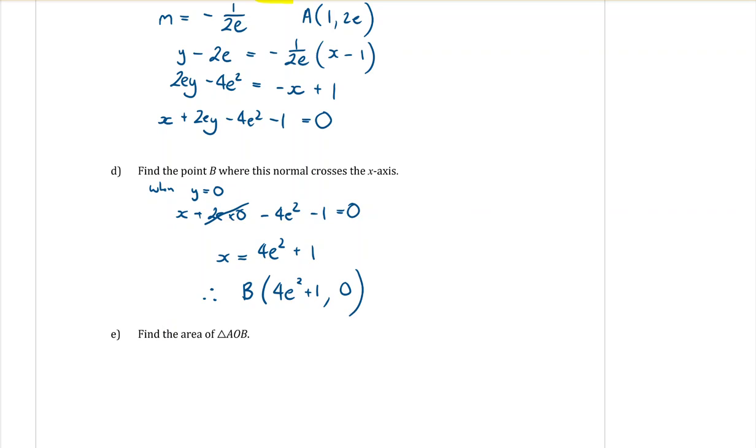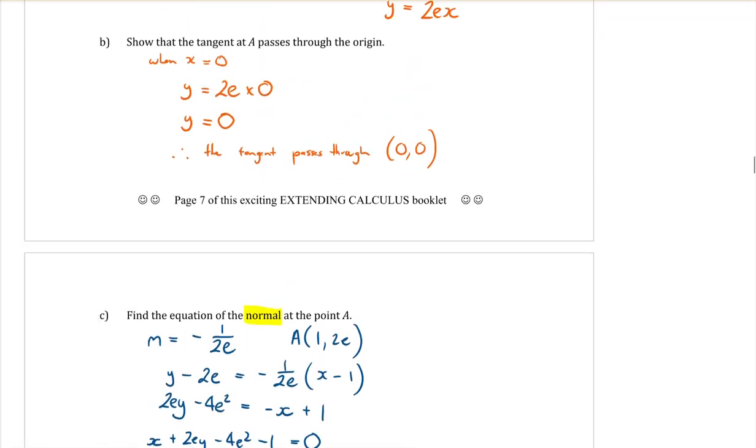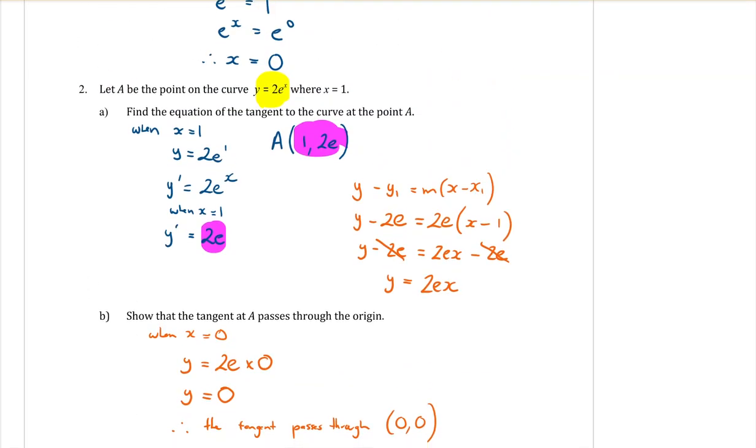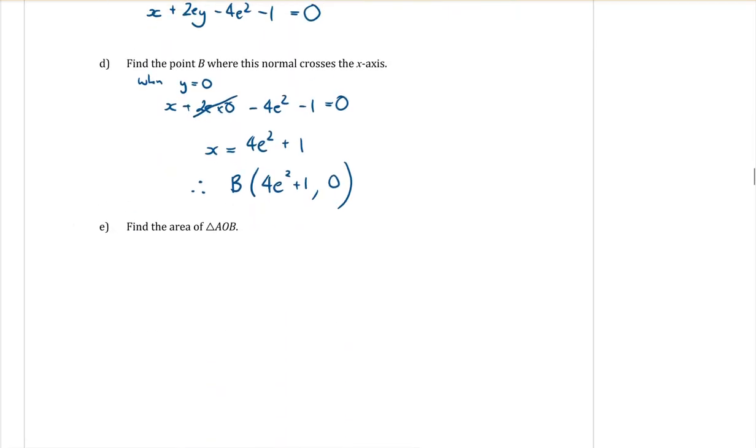Part E says find the area of triangle AOB, and this is where you go, triangle, what? So you probably want to try and draw this to try and see what is going on. We started off with my first equation, which was y equals 2e to the x. We practiced this yesterday. What does that graph look like? Go back down here. I'm going to draw it over here on the side. Does it have an asymptote? Yes. Where is the asymptote?